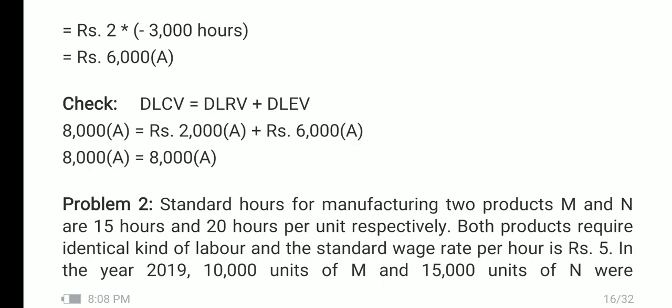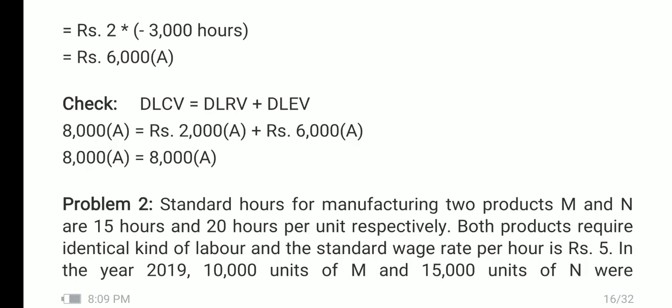We can verify. DLCV is equal to DLRV plus DLEV. DLCV we have computed as 8,000 adverse, is equal to DLRV of 2,000 adverse plus DLEV of 6,000 adverse. So, 8,000 adverse is equal to 8,000 adverse. Now, let us consider the second problem. Problem number 2.